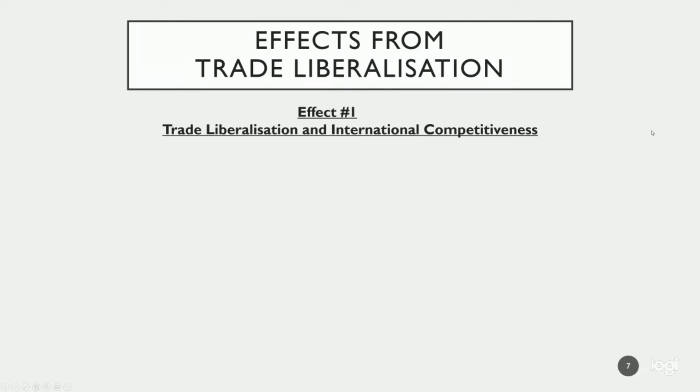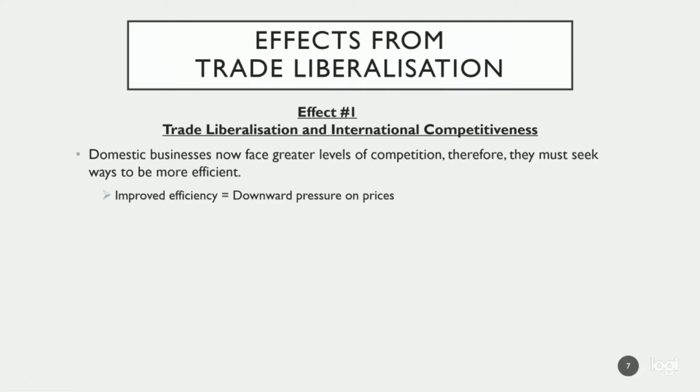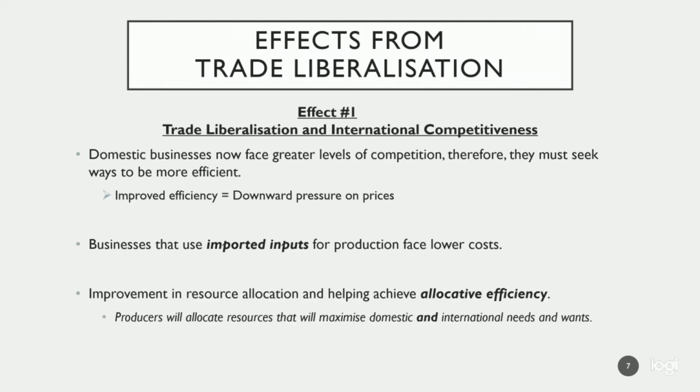In terms of international competitiveness, since domestic businesses are facing higher levels of competition because now they're exposed to a lot more importing and exporting industries, they're forced to be more efficient with their resources. And if they're able to achieve greater levels of efficiency, it is going to place downward pressure on prices. Businesses will also be able to access cheaper inputs for production since their tariffs may be lowered, and that's ultimately going to help lower costs as well. And lastly, there's an improvement in resource allocation which helps achieve allocative efficiency.